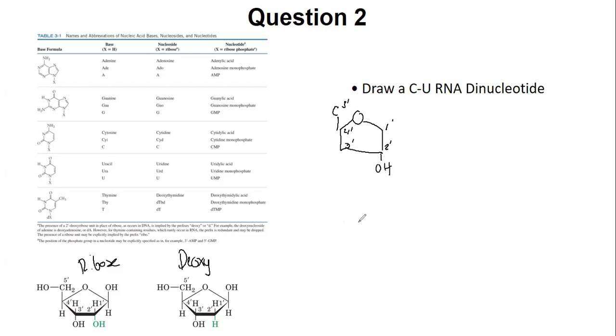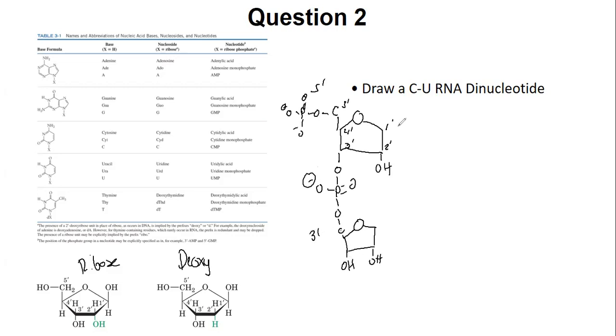So I need 2 RNAs. This is my 5' end. So my 5' end gets a phosphate. They are connected by a phosphate. The 3' end just has a hydroxyl.